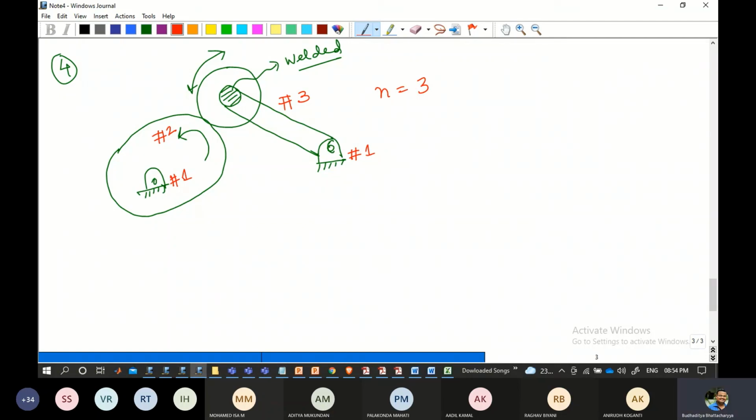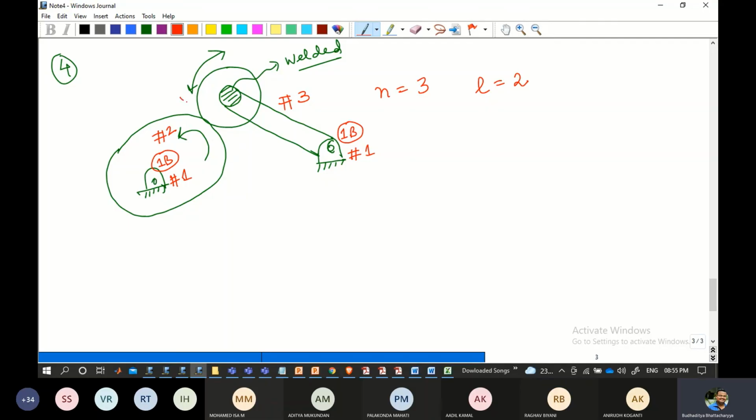Now you can observe over here how many binary joints we have. You can observe very clearly one binary joint that it has is this one, because 1 and 3 is getting connected here, and 1 and 2 is connected somewhere over here. So simply we can say L equals 2. Am I clear with this? I think all of you are clear.